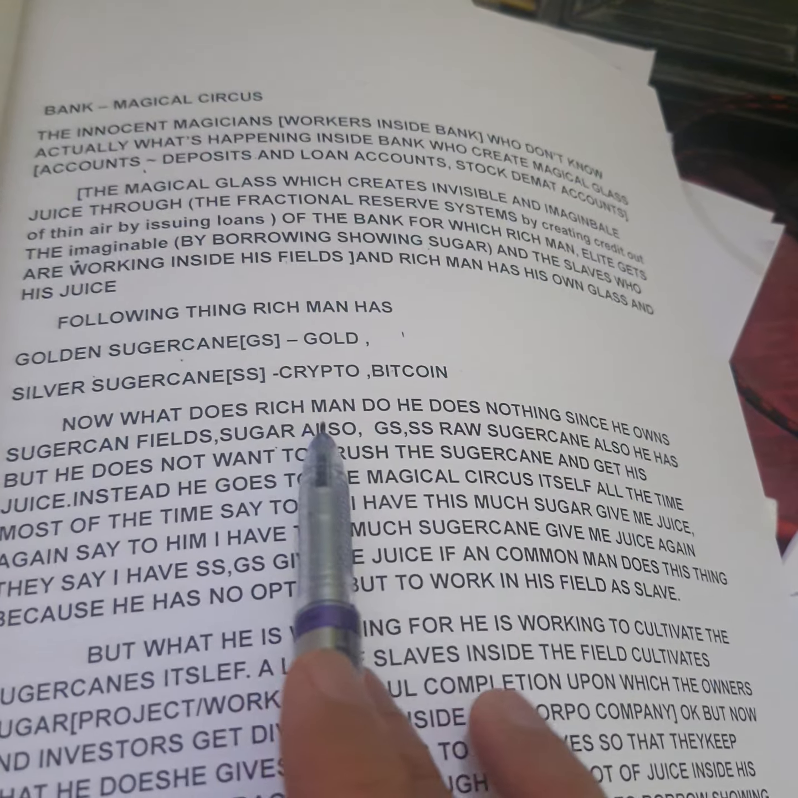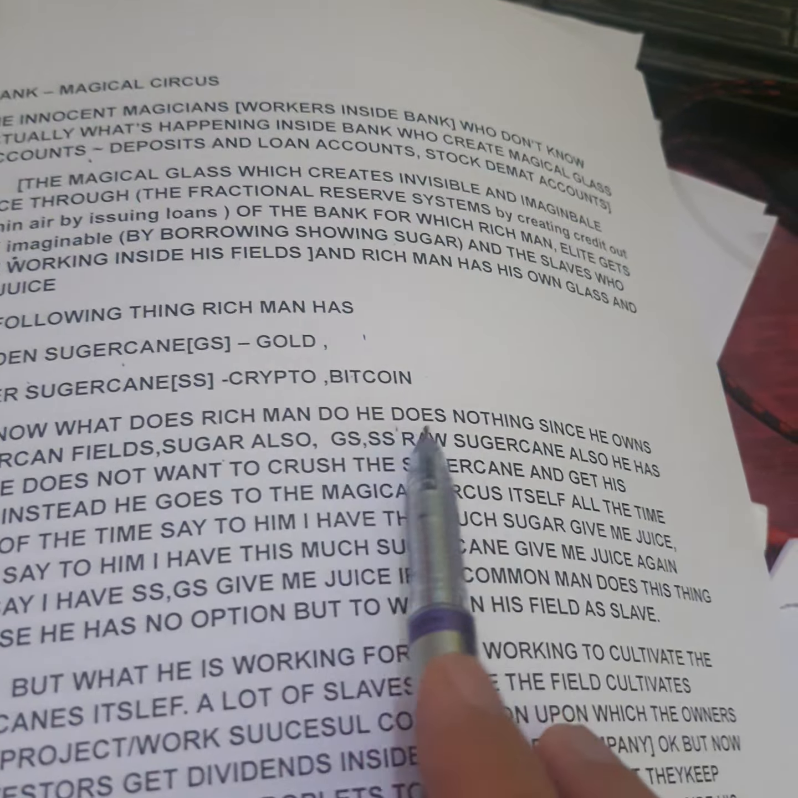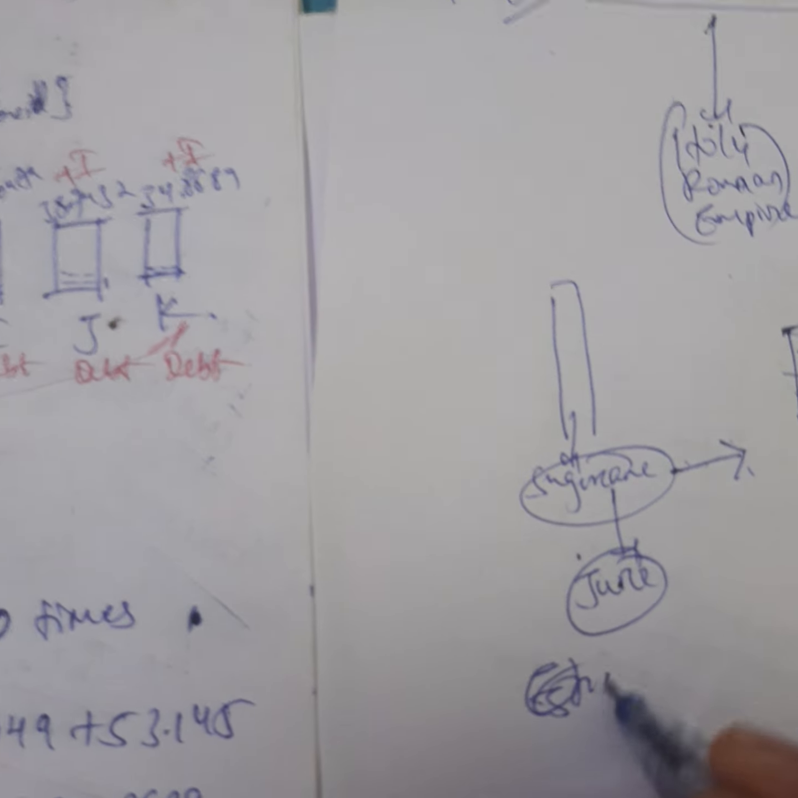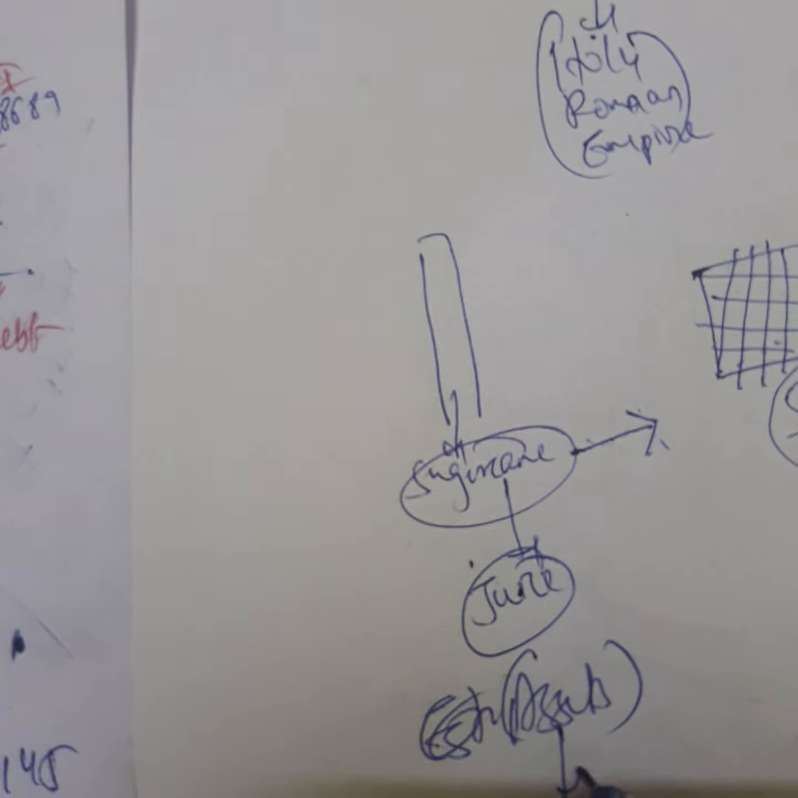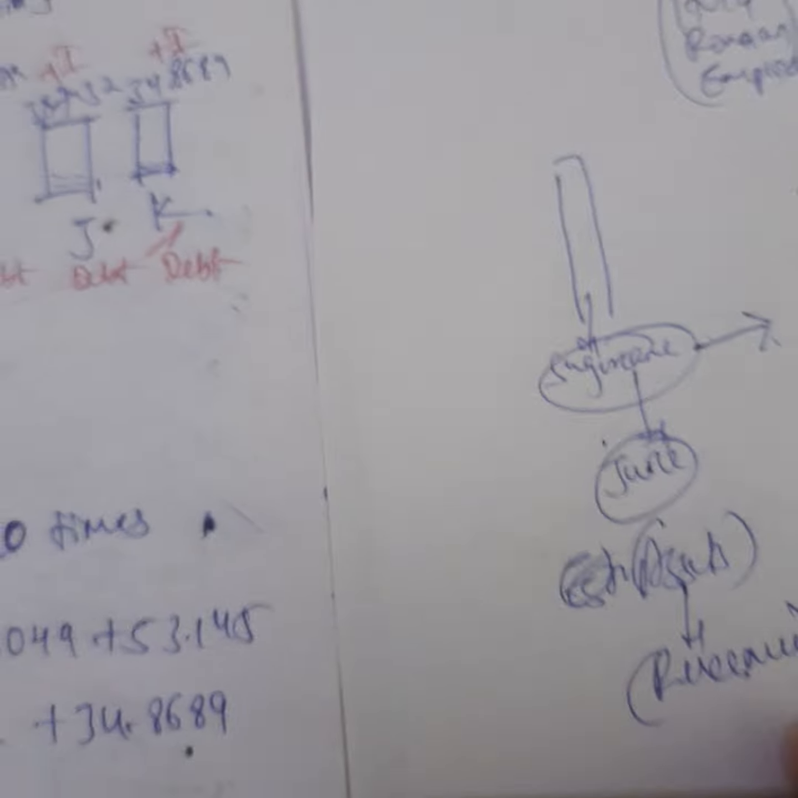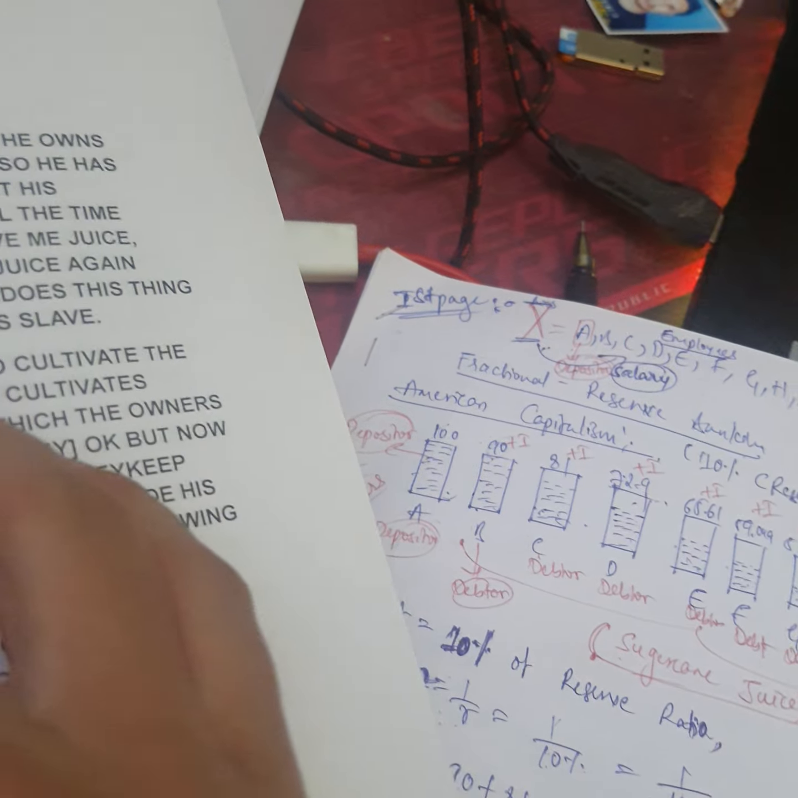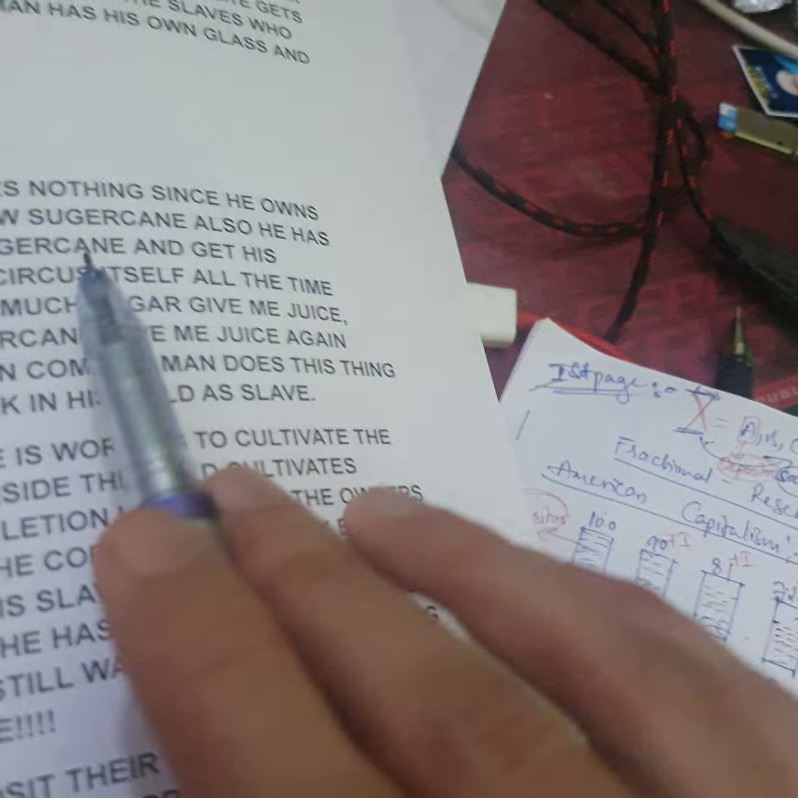Now what does the rich man do? He does nothing. Since he owns the sugarcane fields, he owns the sugar, meaning the stock also. Sugarcane means establishments, the assets which produce revenue. This is sugar also. GS means golden sugarcane and silver sugarcane. Gold he also has, cryptos and bitcoins he also has.